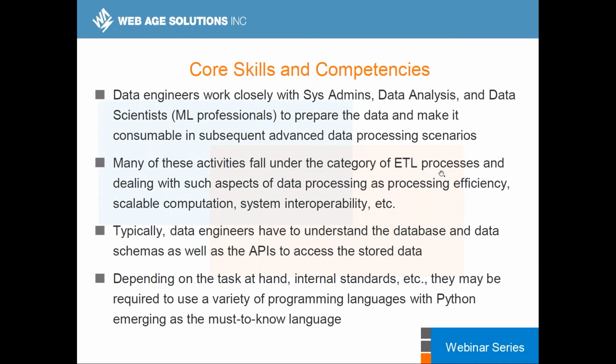And when you perform those ETL activities, you need to be cognizant of a whole plethora of things related to scalability of computations, system interoperability. How would you make sure that the data that arrived as some sort of unstructured data, maybe encoded as JSON, would be more efficiently processed? So definitely JSON is not the best way to process data. How would you convert it into a Parquet format or ORC format?